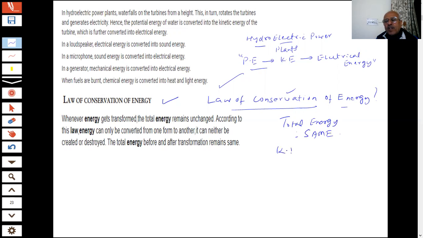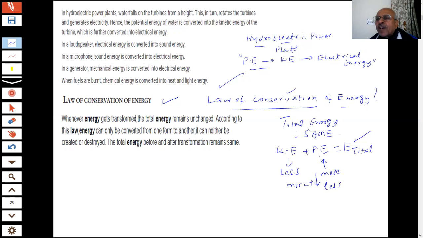If I am saying there are two energies, supposing kinetic plus potential energy, this is my total energy. If this becomes less, then this will become more, or this becomes less, then this will become more. But the sum of the two, what happens? The sum of the two will be the same, constant. Yes or no?